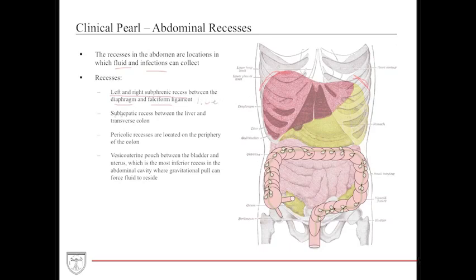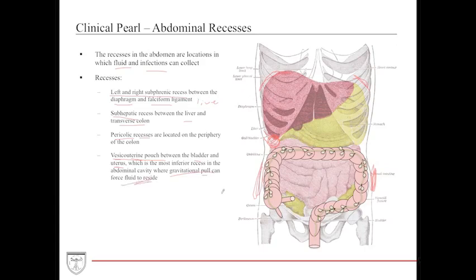You also have your subhepatic recess between the liver and the transverse colon, so it's right here. You have your pericolic recesses that are located on the peripheral side of the colon. And then you have your vesico-uterine pouch, which occurs between the bladder, vesico, and the uterus, uterine pouch. This is considered the most inferior recess in the abdominal cavity for a woman, and this is where gravity will pull fluids and contents down and they will reside.